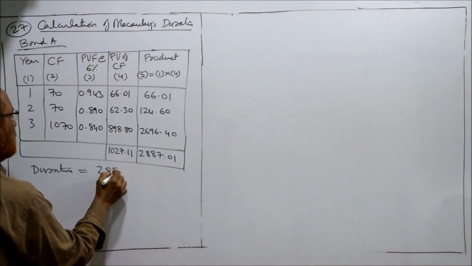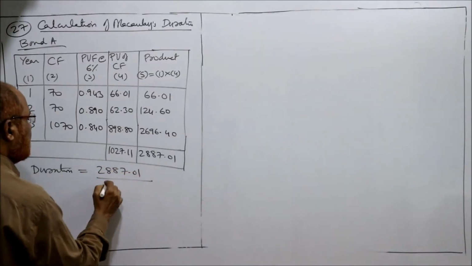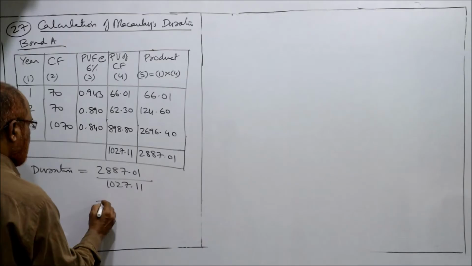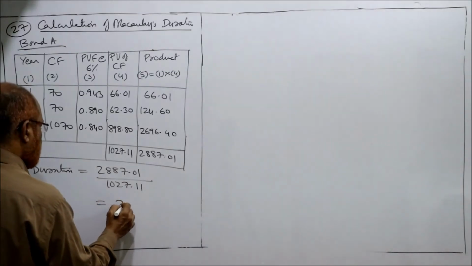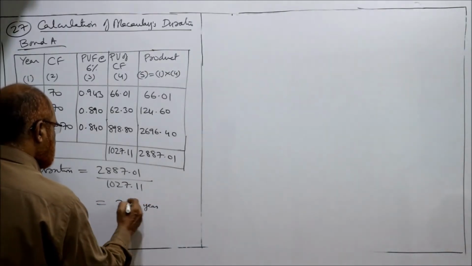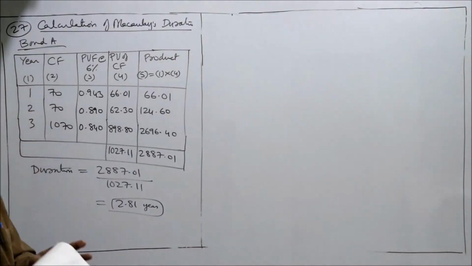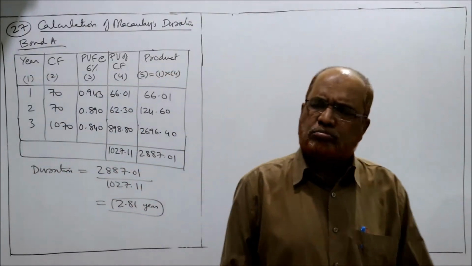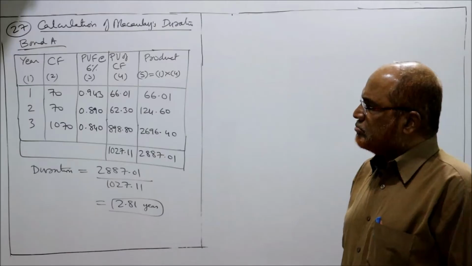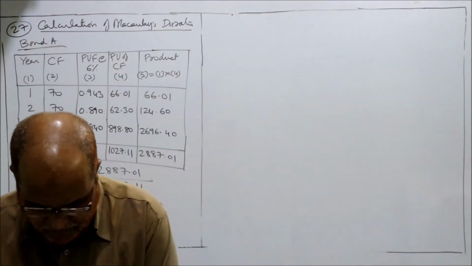Duration is equal to 2887.01 divided by 1027.11. It comes to 2.81 years. That's it. Exactly the same way, no difference at all. So this is the duration for bond A.